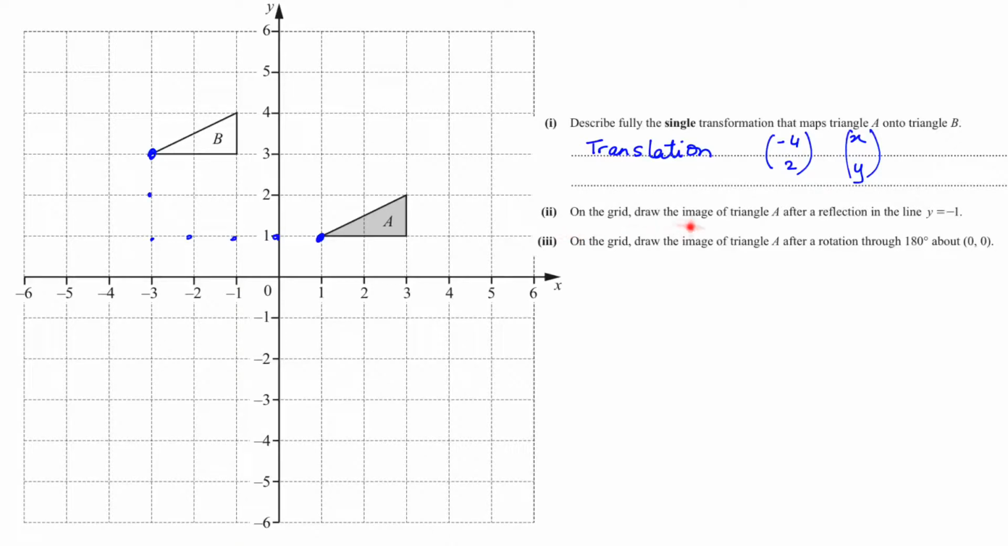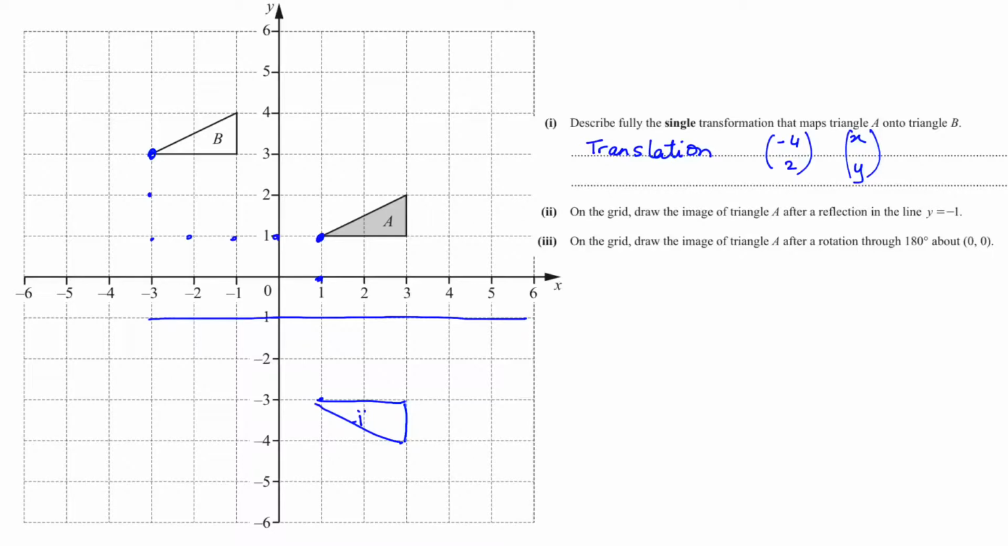Next, on the grid, draw the image of triangle A after the reflection in the line y is equal to -1. Y is equal to -1 is here. Let's just draw the line. And then we are going to reflect it here. A little bit more neater. So this is 2 squares to the triangle. We'll go 2 squares here. And we are done with 2.